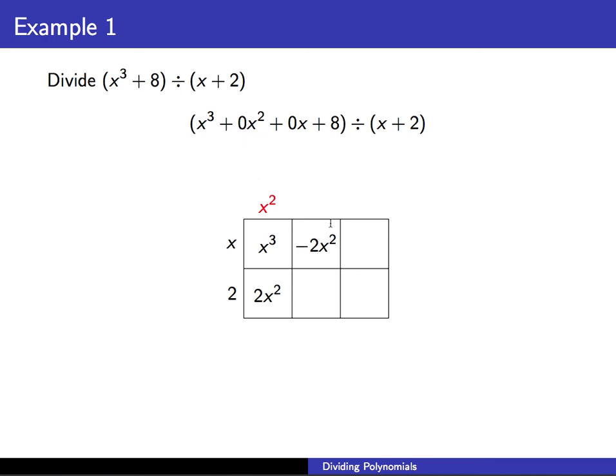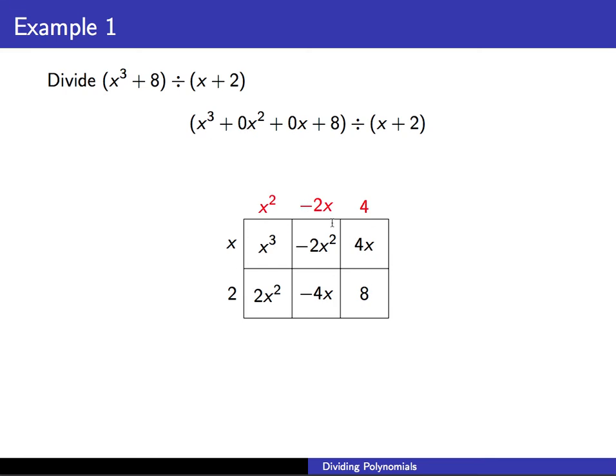Then negative 2x squared divided by x, we're going to put that answer up here, is negative 2x. Negative 2x times 2, that's going to go right here, is negative 4x. We need a 0x, so what do we have to add to negative 4x to get 0x? That answer is going to go in this space, and that's a 4x. Negative 4x plus 4x is 0x. And then 4x divided by x is going to go up top. We get 4. And then 4 times 2 is 8. And that actually is the last number there. That's our constant. So we've accounted for all 4 of these terms by combining everything inside this grid.